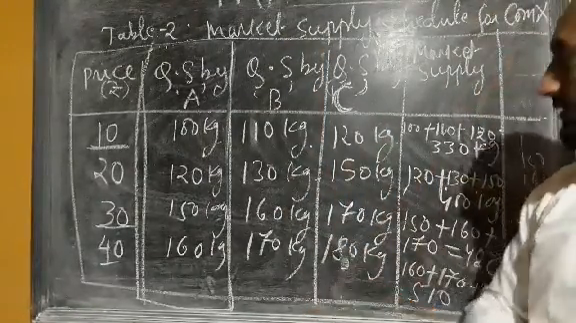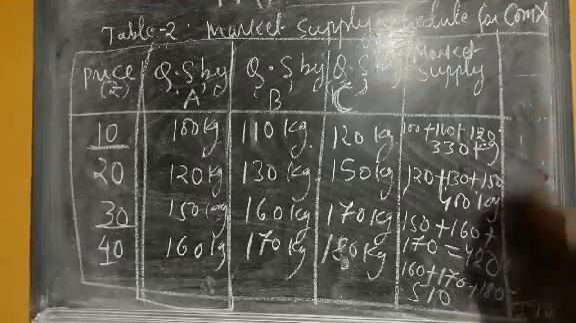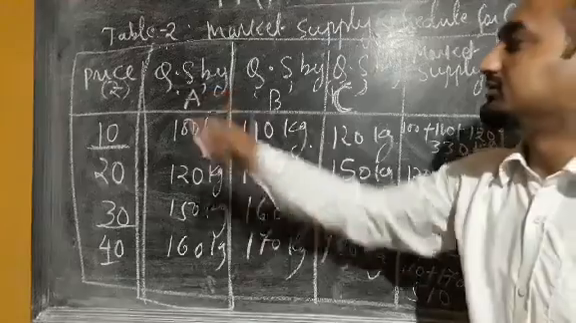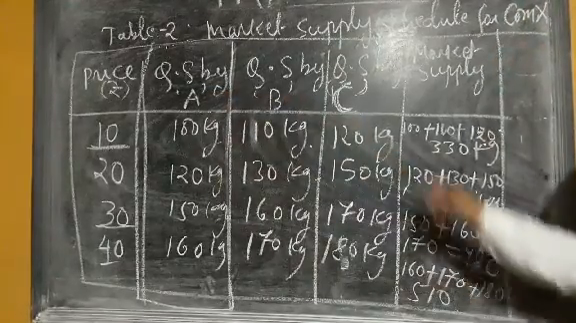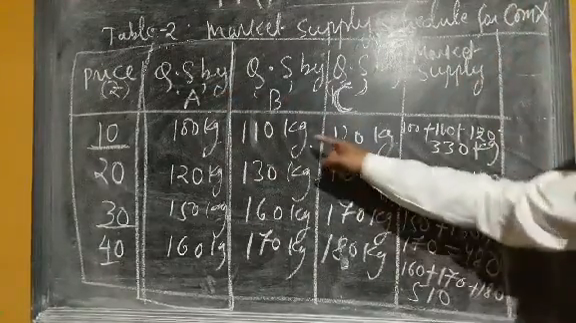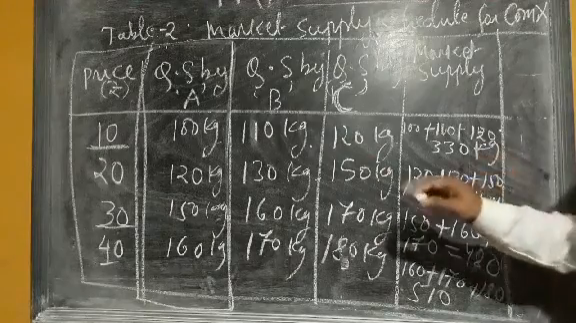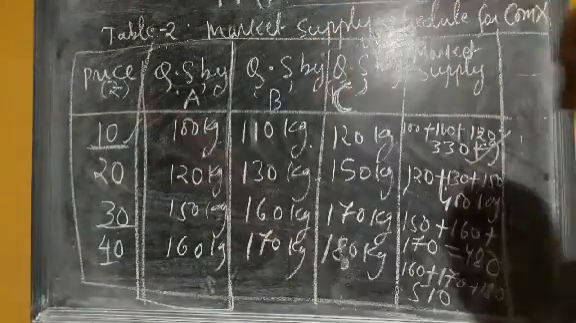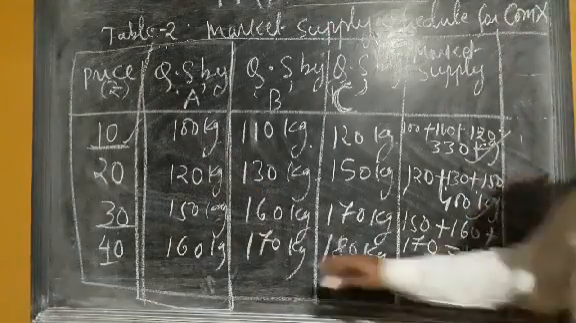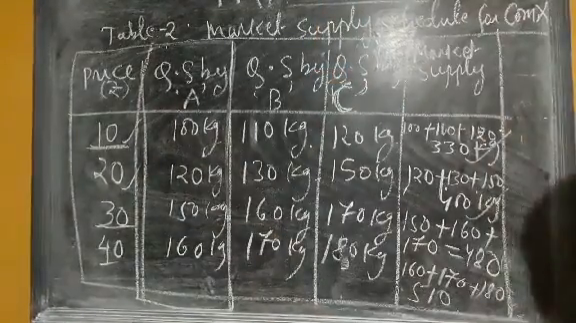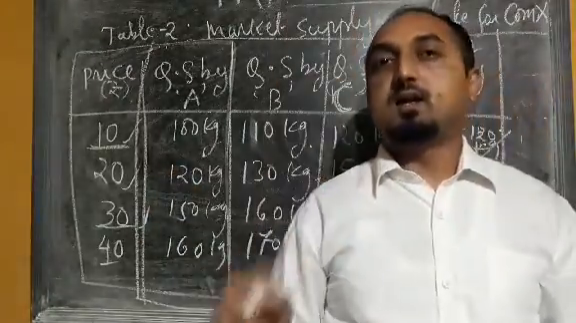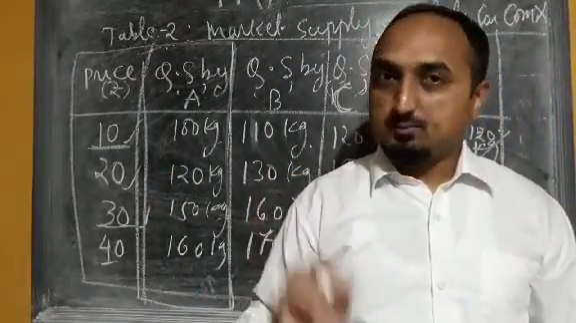And when the quantity supplied by all the producers, producer A plus producer B plus producer C, is included, that means when we are plotting this 330 kg at rupees 10, 400 kg at rupees 20 and 480 at rupees 30, then whatever curve we get will be your market supply curve.